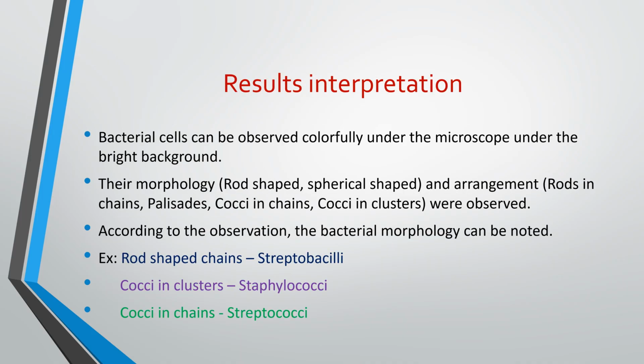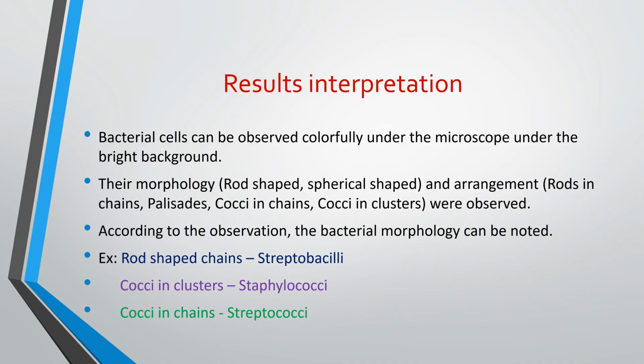When you observe under the microscope, bacterial cells can be seen colorfully and the background will be bright. You observe their morphology, in the sense of what shape they have, whether they are rod shaped or spherical shaped, and the arrangement of rods, some in chains and some in palisade arrangement. If they are spherical in shape, we call them cocci, and we need to observe whether the cocci are in chains or in clusters. According to the observation, the bacterial morphology can be noted.